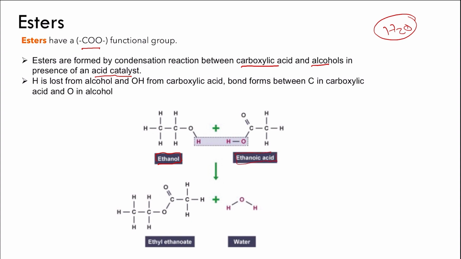An example of that is a reaction between ethanol as an alcohol and ethanoic acid as a carboxylic acid. As we can see, the hydrogen is lost from the OH of the alcohol, and the OH is lost from the carboxylic acid. Then a new bond is formed between the carbon of the carbonyl group and the oxygen. This is the ester functional group now, which is the COO. We also have water as one of the products because this is a condensation reaction, which is removal of water.